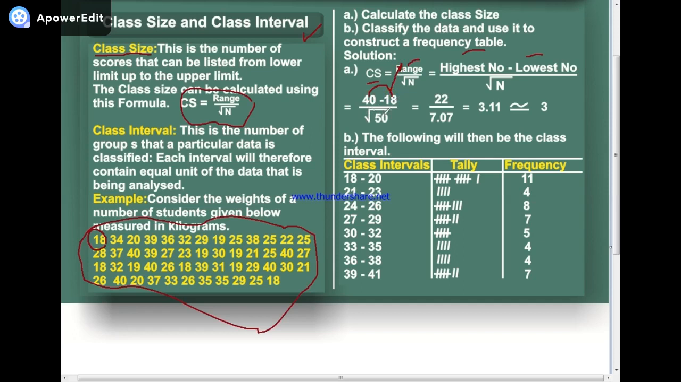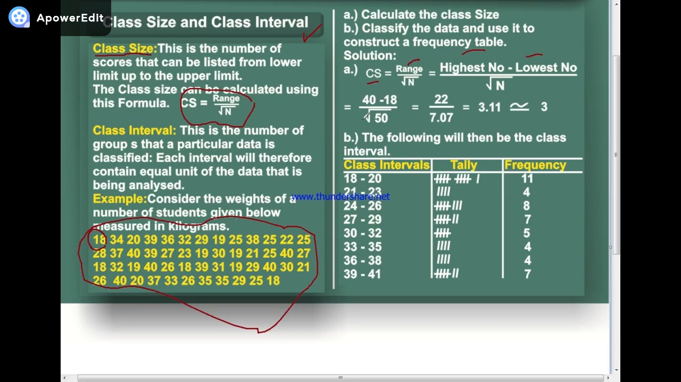Of number. Number means what? Total number of what? Of the frequency, that is the total number of the data. That is all the numbers in the data. That is the total number in the data. Are you getting it? So that will be your n. So that means you now look for the square root of your n. Now if you count all the numbers in the data, it will give you 50.